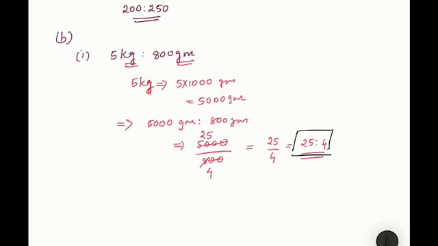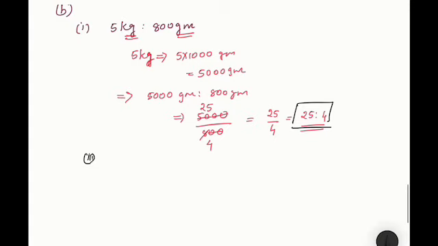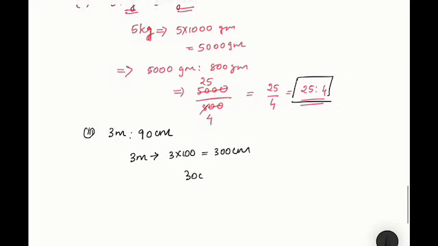Now let me do one more question and stop the section with that. The third question I'm doing. Okay. 3 meter and 90 centimeter. Meter to centimeter. How do you convert? 3 meter equals 3 into 100, that is equal to 300 centimeter. So we have 300 by 90. 3 3s are 9, 3 10s are 30. So you get 10 by 3. So finally I can write it as 10 is to 3.